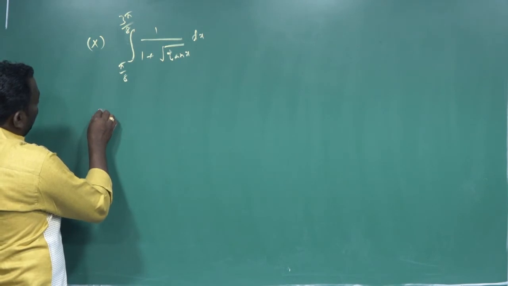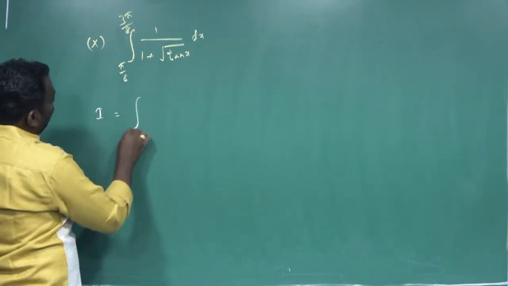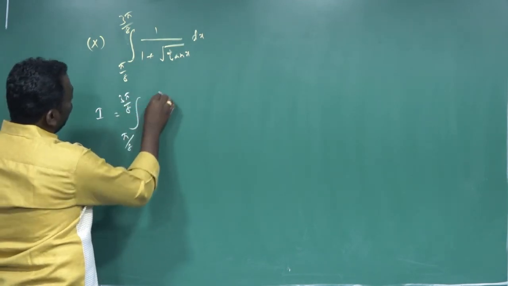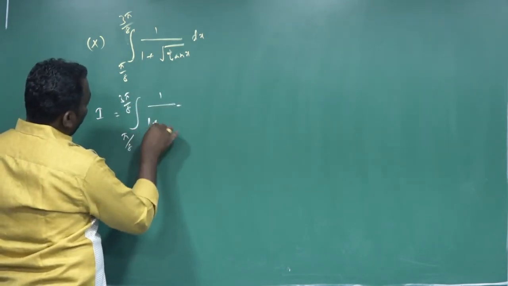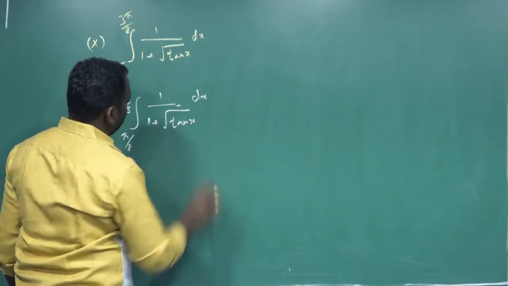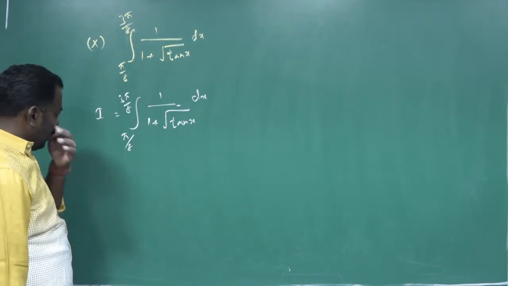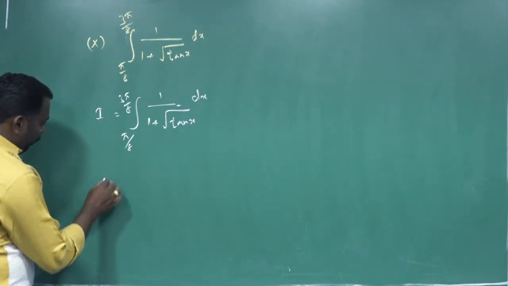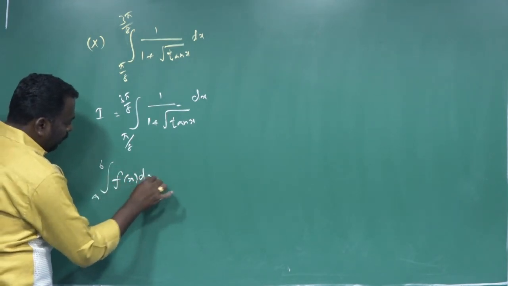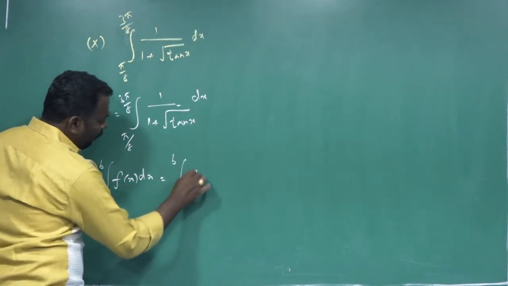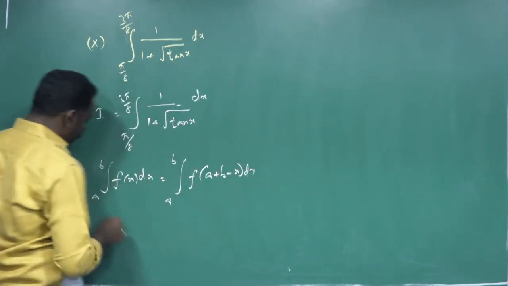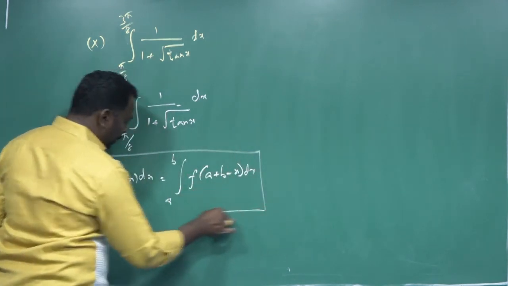Now the given integral is the integral from pi by 8 to 3 pi by 8 of 1 by 1 plus square root of tan x dx. For this sum, we apply an integral property: the integral from a to b of f of x dx is equal to the integral from a to b of f of a plus b minus x dx. Apply this integral property for the sum.